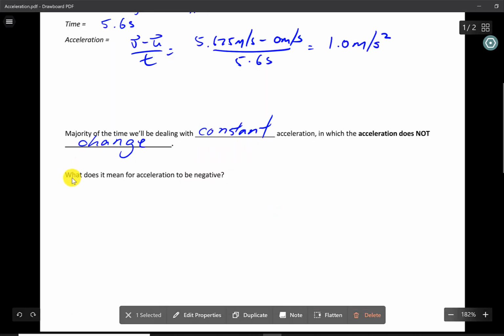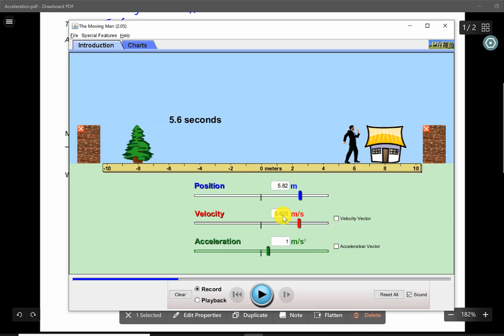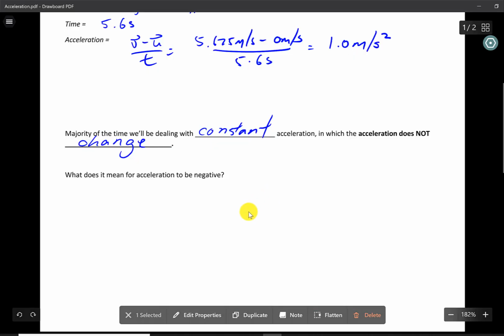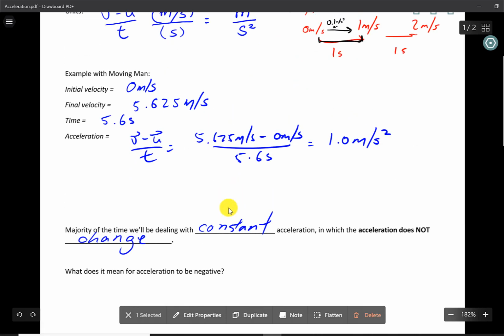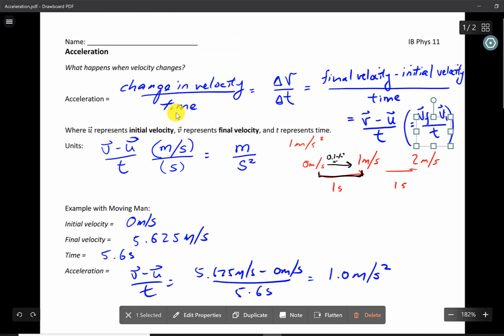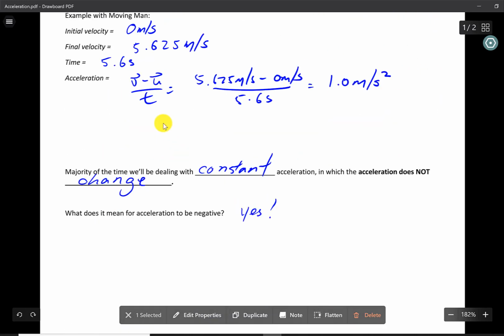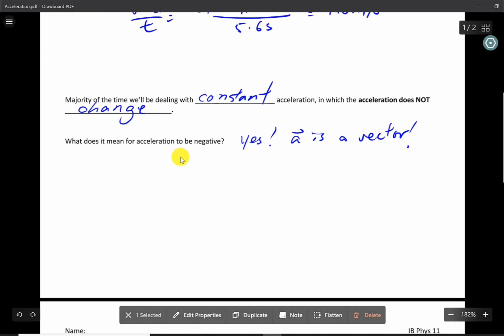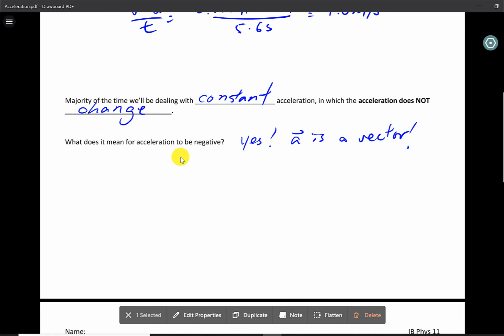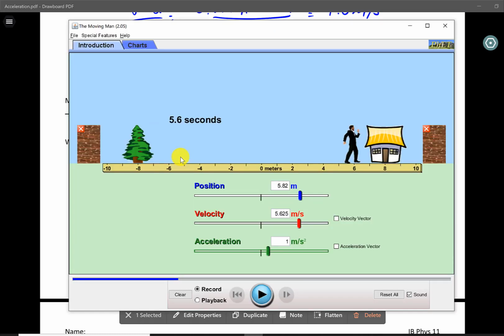So what does it mean for the acceleration to be negative? We've dealt with positive acceleration, and yes, you're right, because acceleration is dealing with vectors here. Yes, acceleration is a vector. So, since acceleration is a vector, it does have direction, and whenever you report out or you communicate acceleration, you need to tell the direction. But what does it mean for acceleration to be negative?